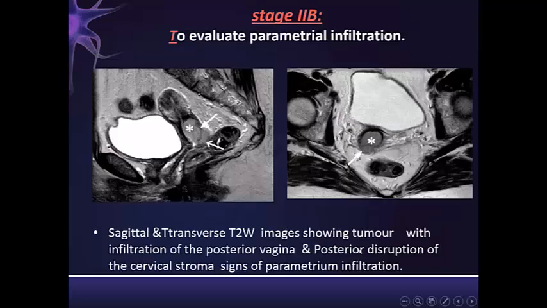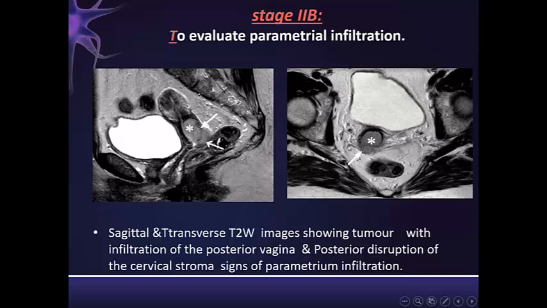Here, what we can see, the parametrial infiltration. If we have a look on the MRI film on the axial or coronal plane, we see that the normal hypointense annulus of the cervix is interrupted posteriorly and reaching the parametrium. So this is how to see the parametrial infiltration. So this is parametrial infiltration. So this is stage 2B.